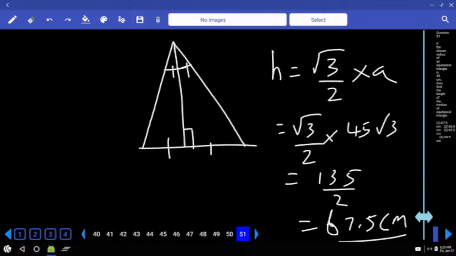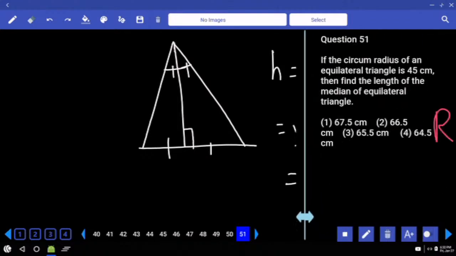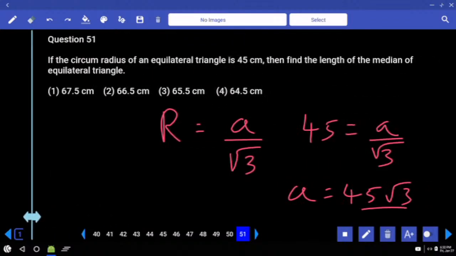Very simple question. Median, angle bisector, perpendicular, or perpendicular bisector, it means the same in an equilateral triangle. Also, in the case of an isosceles triangle, where the angle bisector or perpendicular is drawn from the vertex where the two equal sides are joining, it will be valid. So that's the thing. Let's go to the next. So the answer is 67.5.